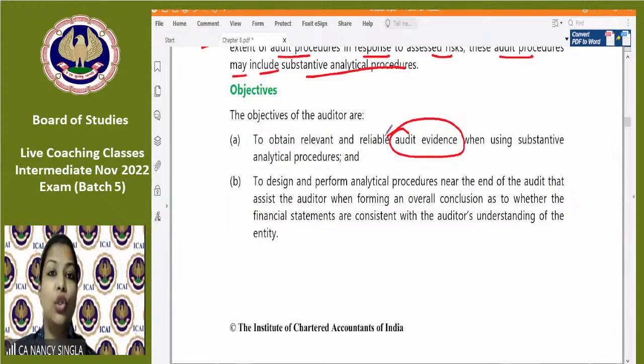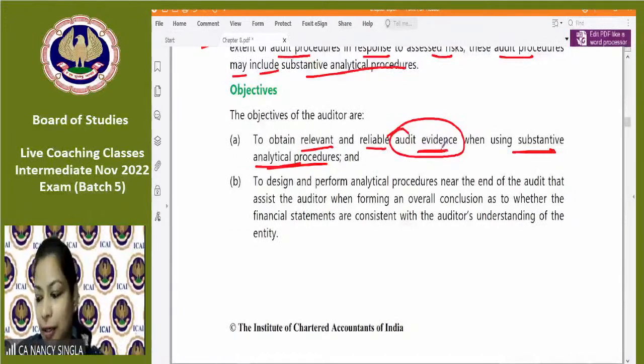So here also, why the auditor is applying analytical procedure now? Because he needs to obtain relevant, reliable audit evidence. So this is basically saying that when the auditor is performing the substantive, that is at the testing phase, when the auditor is performing analytical procedure, the objective is to obtain relevant, reliable audit evidence. Clear? Now listen to the B point with concentration. This relates to what? The completion stage.